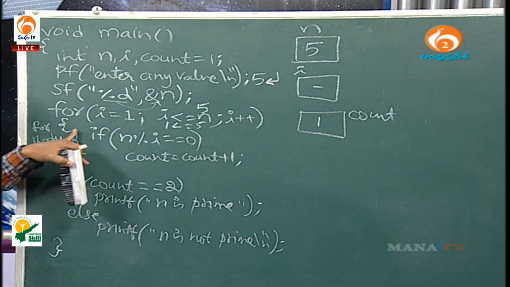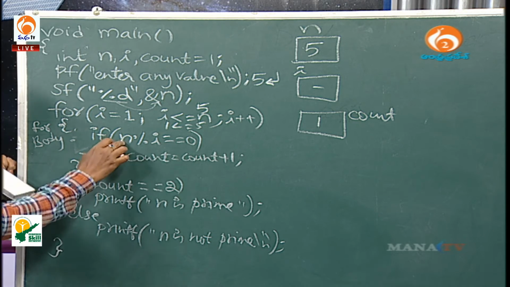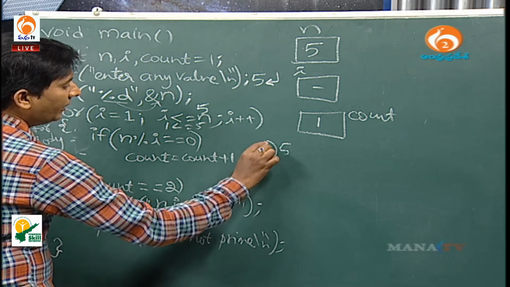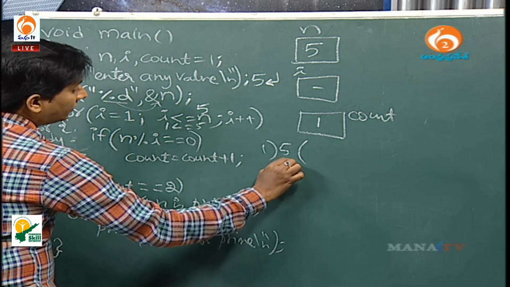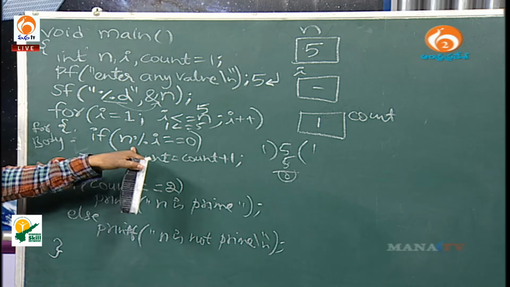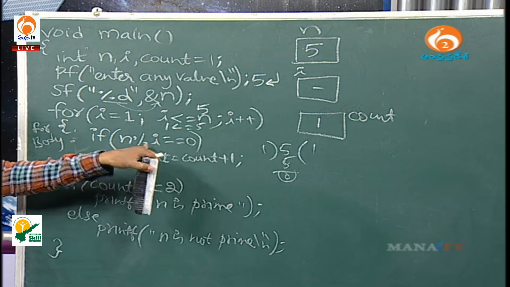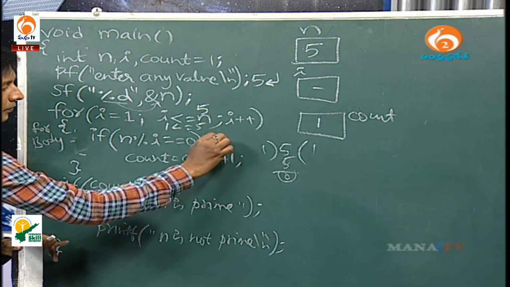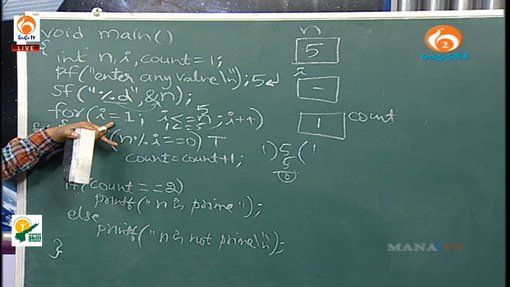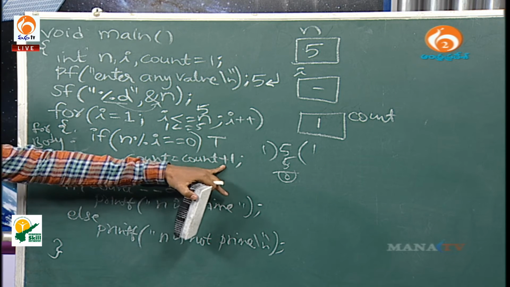Next, if n % i, what does n mean here? 5, and i means 1. It satisfies; it is divisible, so the remainder is 0. 0 double equal to 0, which is true. Whenever this condition becomes true, the control enters the body of the if condition. Count equal to count plus 1.